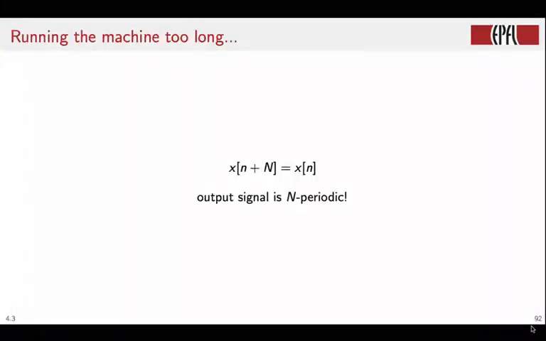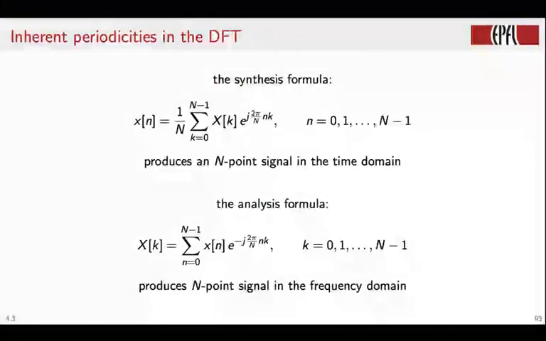So here's a question. What happens if you turn the crank of the machine more than big N times? Well, it turns out that the output will become periodic. In other words, x of small n plus big N will be equal to x of n. This is actually quite apparent from the structure of the synthesis and analysis formulas of the DFT.